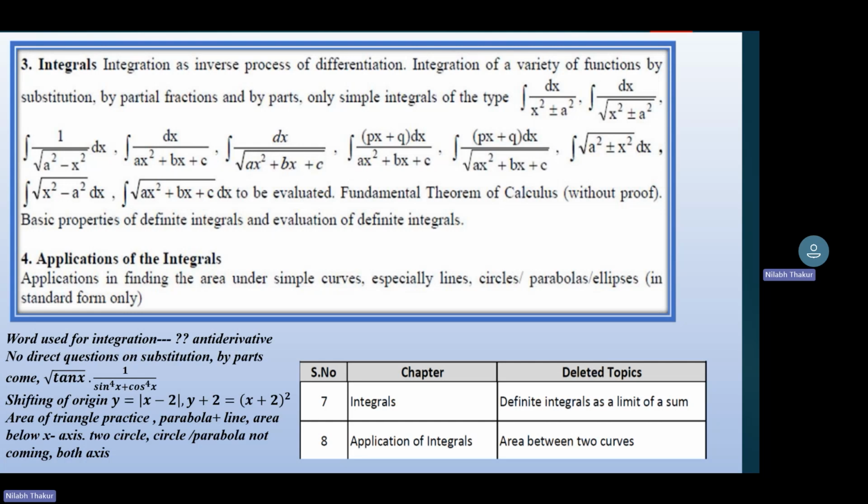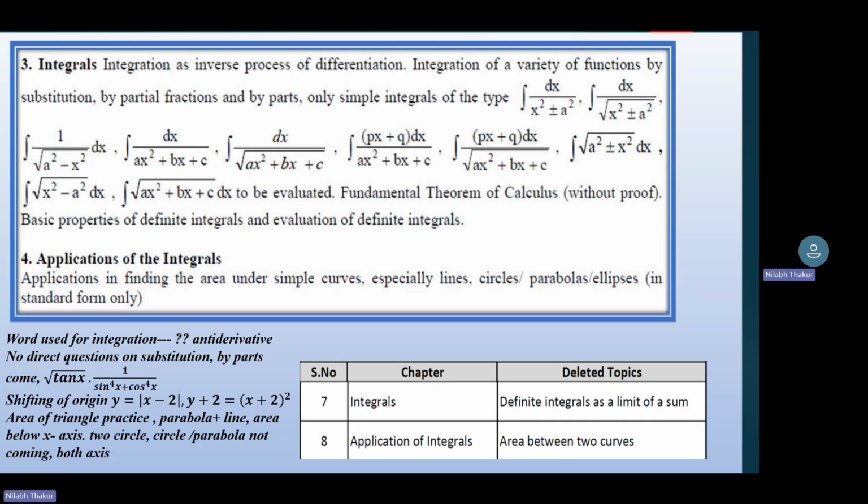Specifically, area between two curves: the equations of two circles will be given and you will be asked to find the area in between. That may come. Parabola and the line, that will come. But you will not be asked any question involving circle and parabola, ellipse and parabola, ellipse and line. So only parabola and line. Circle and parabola question will not be coming.